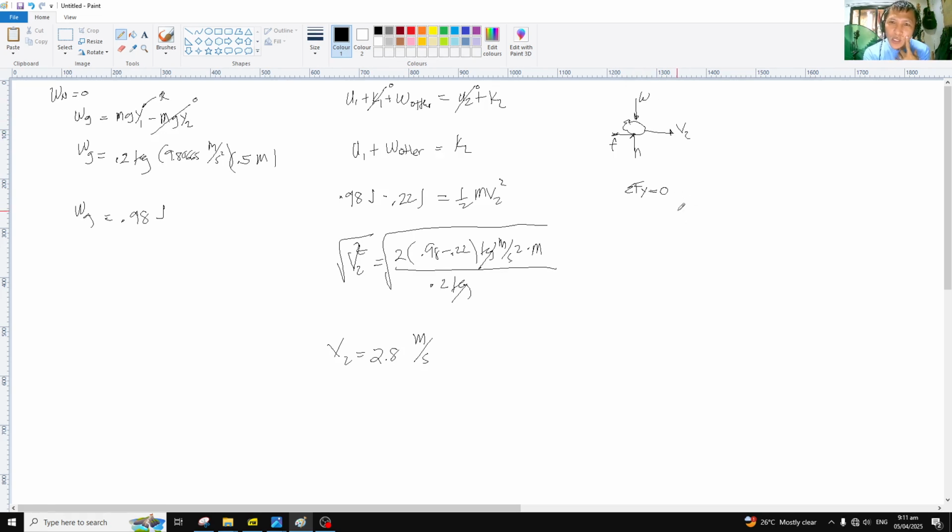Summation of forces on Y is equal to 0, then you would have your normal force minus your W is equal to 0. Then your normal force would be equal to your weight, mg. So your normal force would be equal to mg at the bottom, which is 0.2 kilogram multiplied by 9.80665 meters per second squared. And that will give you your normal force, which is 0.2 times 9.80665, and that would give us 2.0 Newton, your normal force.